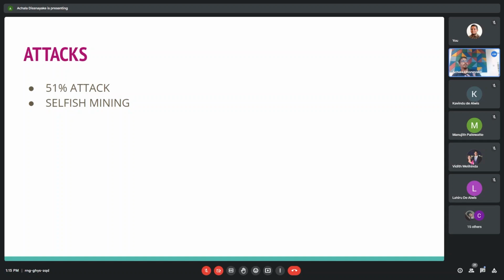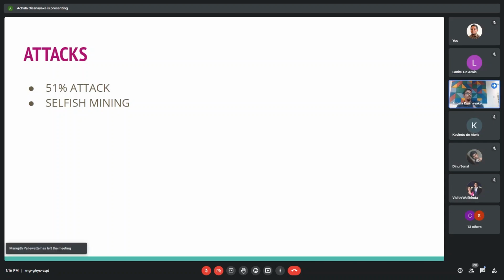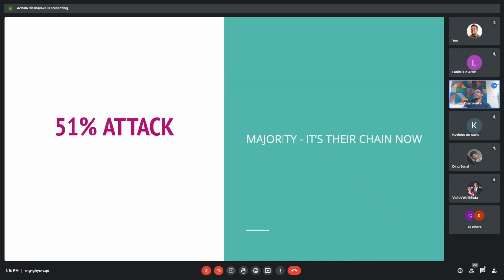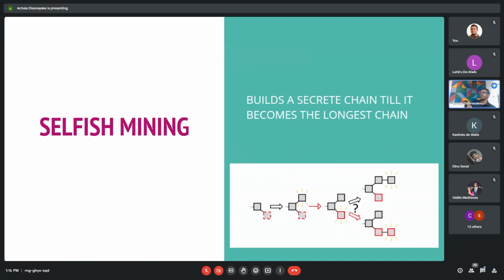If you have more power than all the other nodes in the network, then it's you who get to decide. You can basically start mining your own chain, and you can censor transactions and everything. So it's basically gone. It's their chain. So yeah, 51%. I think it's clear.